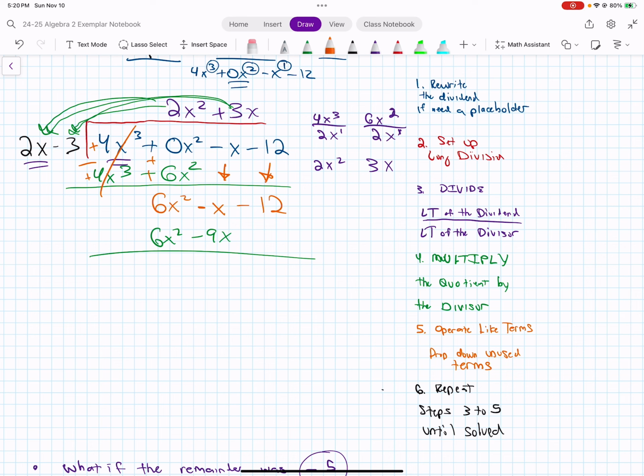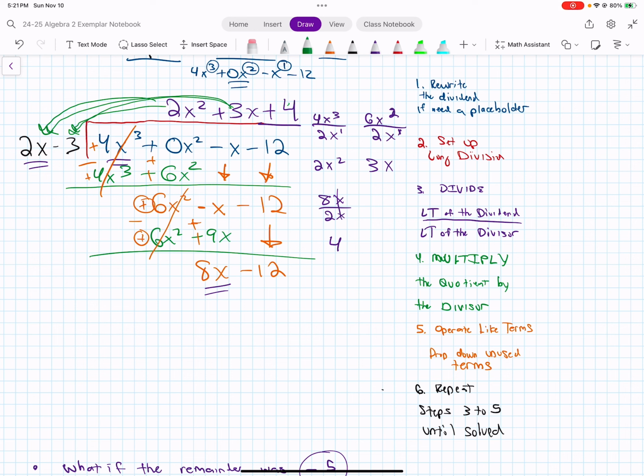Step 5, operate like terms. 6x squared and 6x squared, they are both positive. Same signs, I must subtract. When I do one, I do the other. This cancels out. Negative x, subtracting negative 9x, shows again negative, so I must add. Negative x plus 9x is 8x. And then drop down unused terms. Now my leading term is 8x. Divide that by 2x. 8 divided by 2 is 4. My x's cancel out. So that quotient is 4.